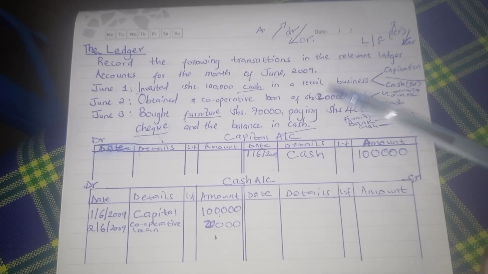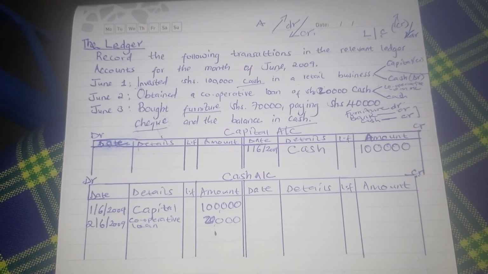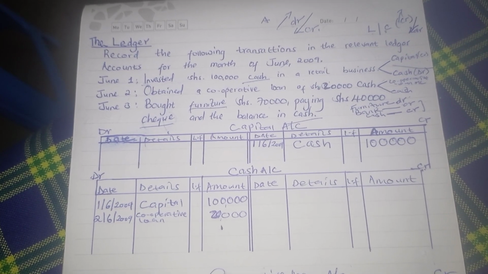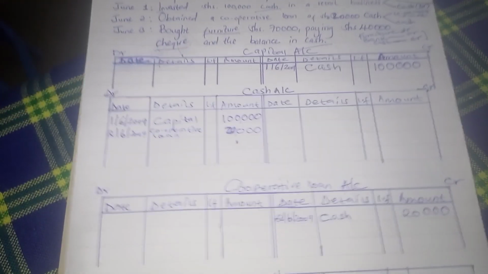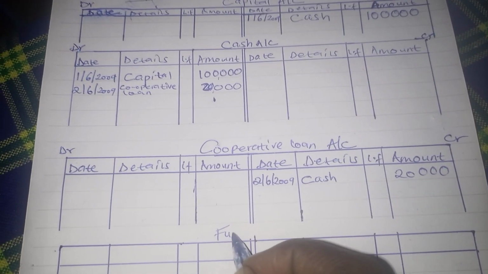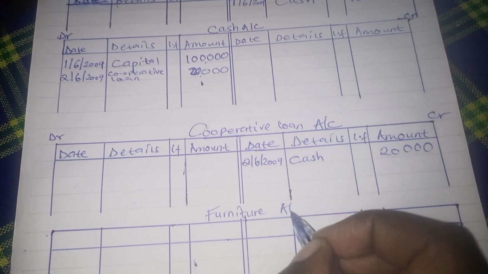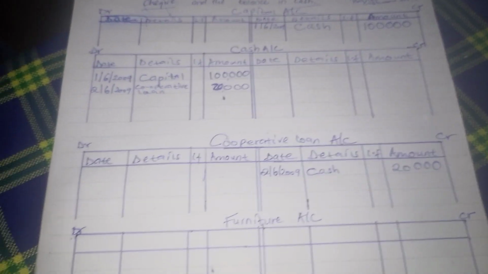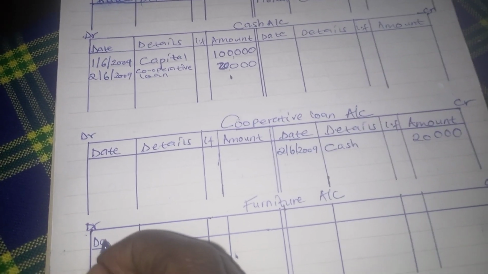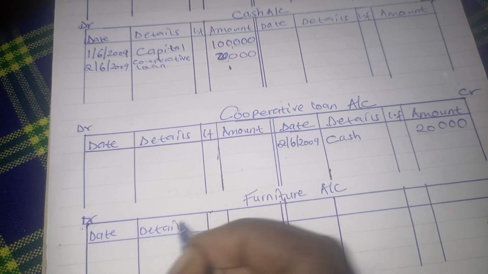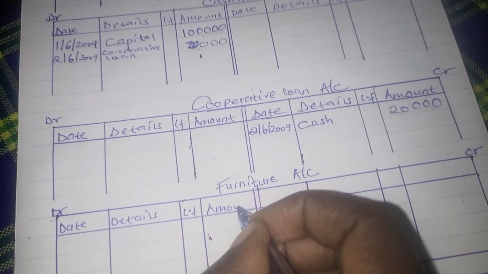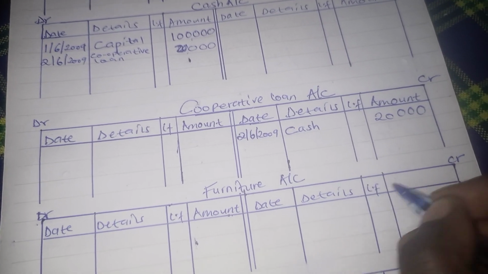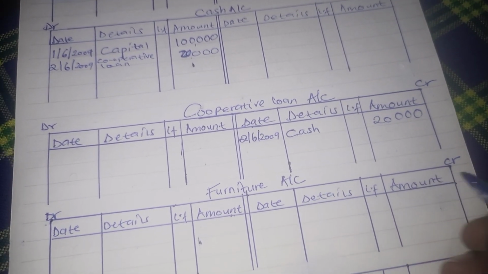Our last transaction says: bought furniture 70,000, paying partly by check and the balance in cash. So first and foremost, we have a furniture account. We start by opening the furniture account, which was bought. Remember to show the debit and the credit side, and also to name your columns: date, details, the ledger folio, the amount, date, details, ledger folio, and the amount.